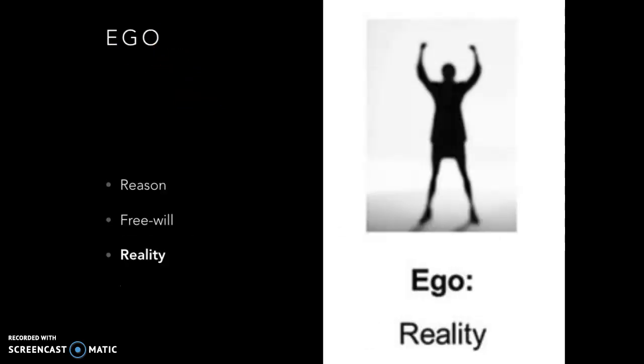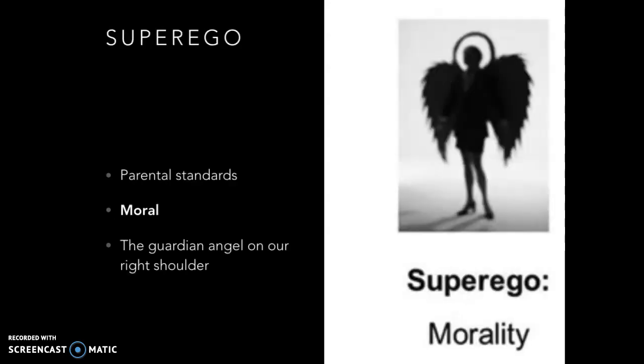The ego, like I said, is that middle person, the mediator between the id and superego. And this we can define with having reason, free will, and kind of the realistic part of us that knows the consequences between choosing what the id part of us wants to do versus the superego. And last but not least, we have the superego. It has the parental standards, it's moral, and we can connect this to the guardian angel.